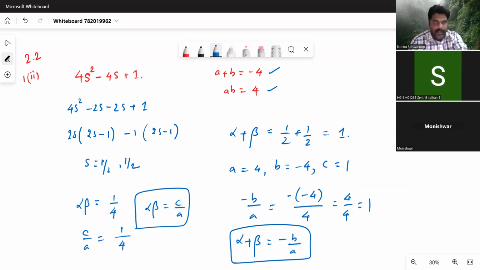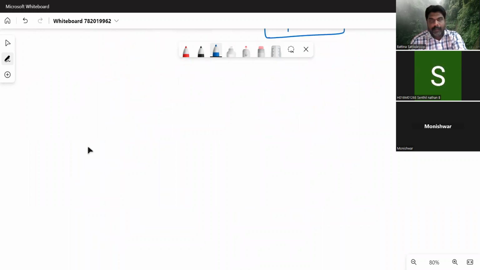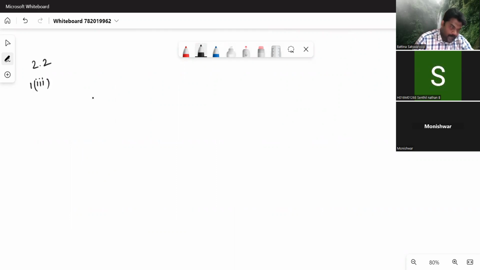Take down one more question, sir. 2.2, 1, 3. They have given the expression as 6x square minus 3 minus 7x. All you need to do is write the expression in the correct form, in descending order. So 6x square minus 7x minus 3. That is the order you are supposed to write.